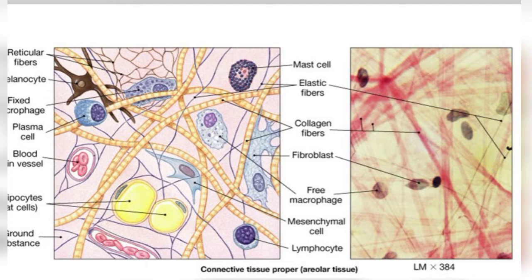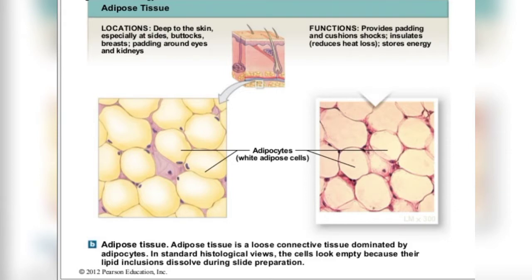Now moving on to the next tissue, that is adipose tissue. Dear students, you can see in this image some large vacuole structures. Actually, they are the fat vacuoles, and this tissue is known as adipose tissue.